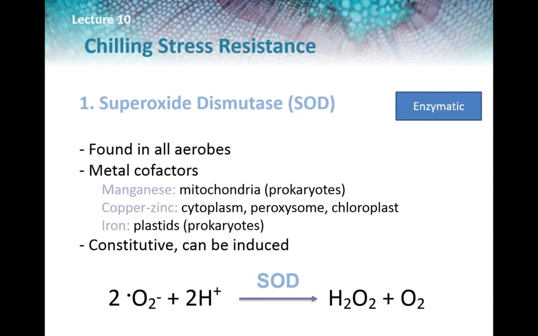It can have manganese, MnSOD, which is found in mitochondria in prokaryotes. It can have copper and zinc enzymes, which are present in cytoplasm, peroxisomes, and chloroplasts. It can have iron, such as the FeSOD, which is found in plastids and bacteria. SOD is constitutively produced but can be increased by stress. SOD removes superoxide radicals by accelerating the dismutation reaction.